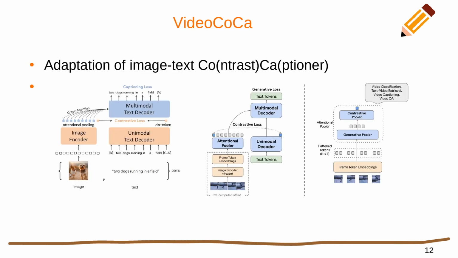Video CoCa is a model that maximally reuses a pre-trained image-text contrastive captioner model, or CoCa, and adapts it to video-text tasks with minimal extra training. The paper finds that the generative attentional pooling and contrastive attentional pooling layers in CoCa are instantly adaptable to flattened frame embeddings. This adaptation leads to state-of-the-art results on zero-shot video classification and zero-shot text-to-video retrieval.